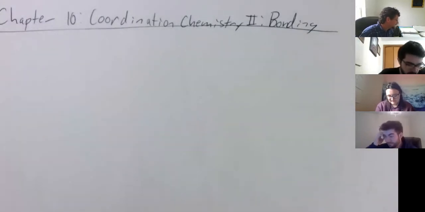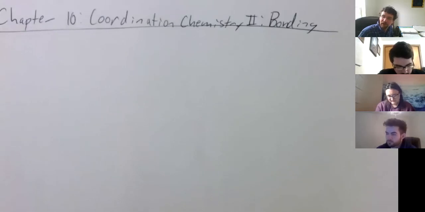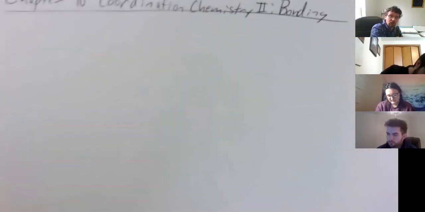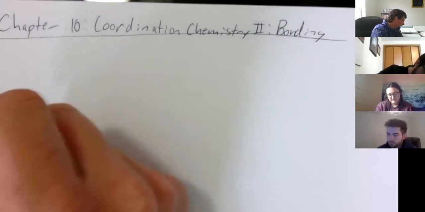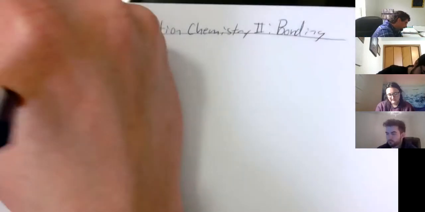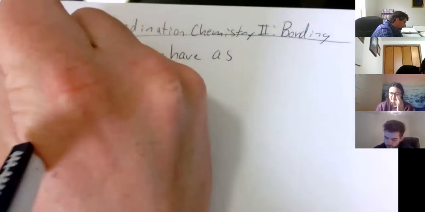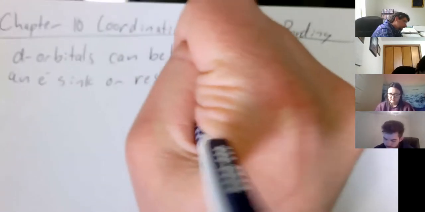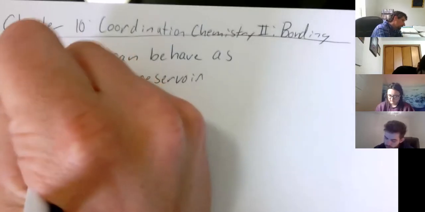So let's talk about some of these interactions and some of these weird types of bonds that we may never have considered in organic chemistry or general chemistry. So the first important point is the d orbitals can act as an electron sink or reservoir. And this is why they have weird behavior.